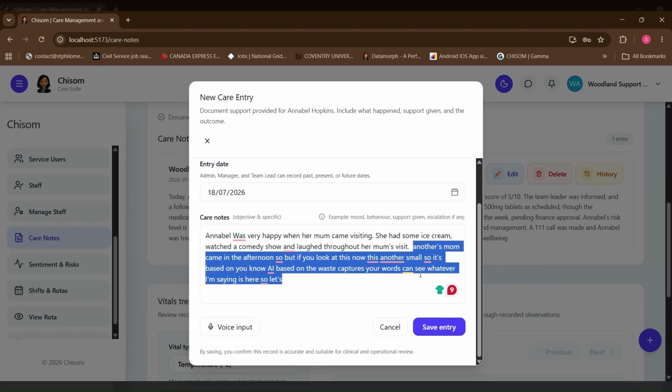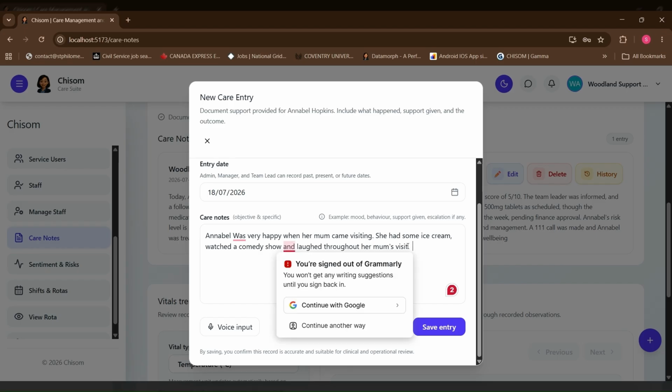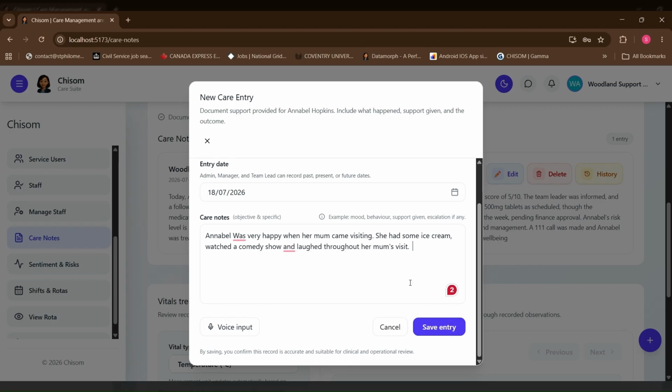But if you are clear enough and your mic is okay to capture the right words from what you're saying. So let's leave it as this though. Annabelle was very happy when her mom came visiting. She had some ice cream, watched a comedy show, and laughed throughout her mom's visit. So this shouldn't trigger anything because this is actually a good note. This is not a high risk note. It shows that she's happy. Her mom came visiting. She kind of enjoyed herself.